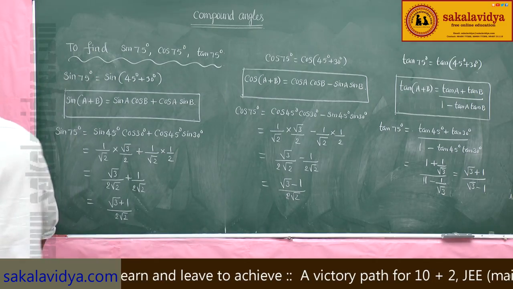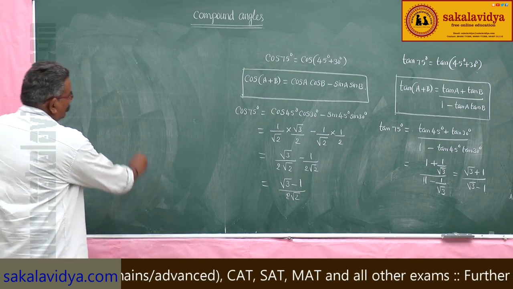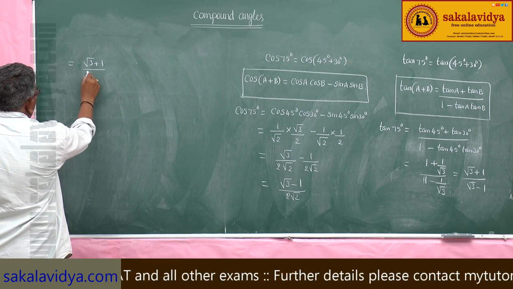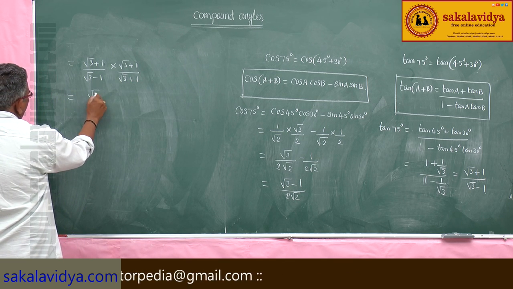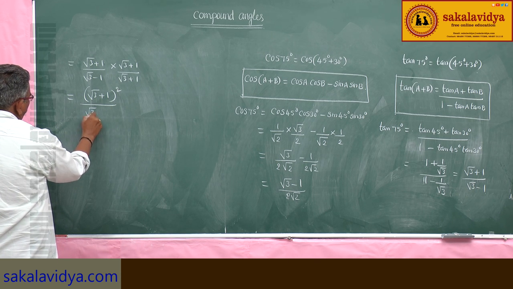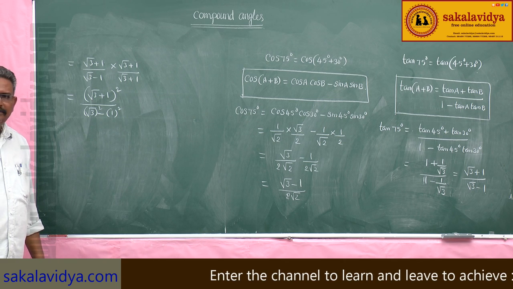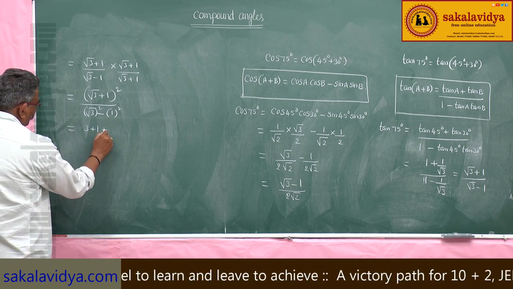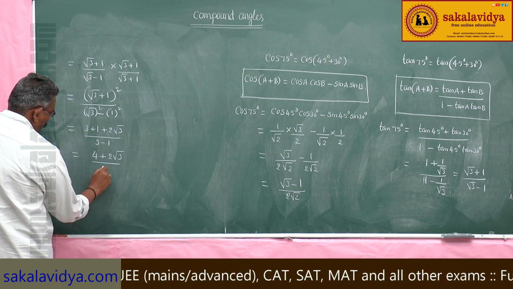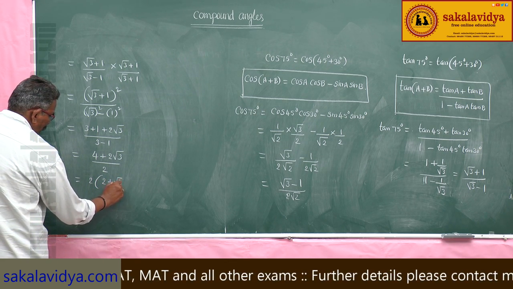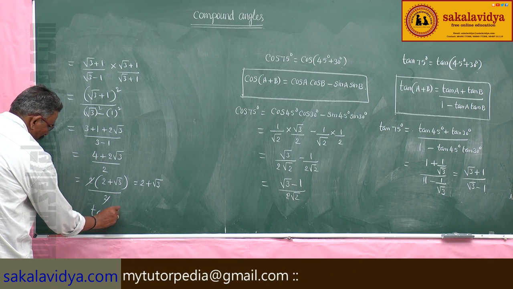Better rationalize this one. So, if you rationalize root 3 plus 1 by root 3 minus 1 into root 3 plus 1 by root 3 plus 1, this becomes root 3 plus 1 whole square by root 3 square minus 1 square. What is A plus B whole square? A square plus B square plus 2AB. So, we get 3 plus 1 plus 2 root 3 by 3 minus 1, 4 plus 2 root 3 by 2. 2 is common, 2 gets cancelled, 2 plus root 3. So, tan 75 degrees is equal to 2 plus root 3.